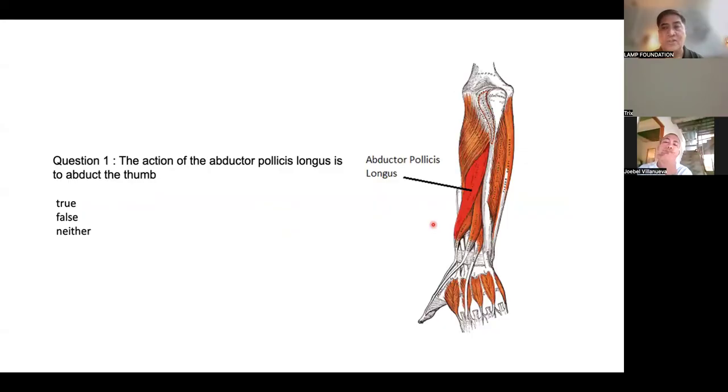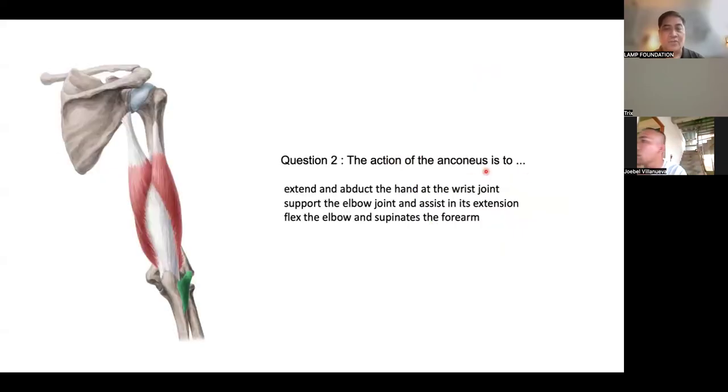Now let's go to the actions of the muscles of the arm. So we're done with location, the origin and insertion, then the action. Grabe, no? Okay. The action of the abductor pollicis longus is to abduct the thumb. True or false? True. Yes. How do you abduct the thumb? Away or towards the center? Away. Abduct, going away from the midline. No? Away.